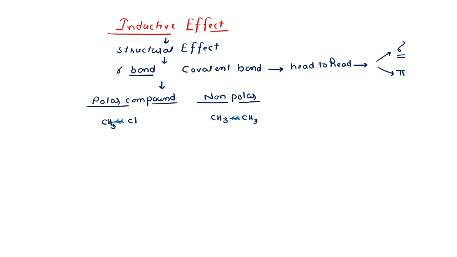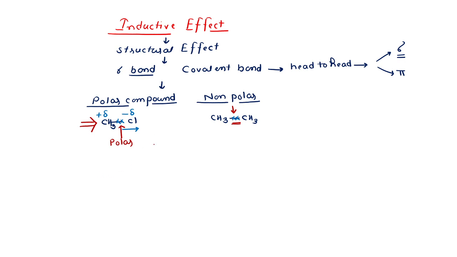What is going to happen? Cl is more electronegative. That's why Cl will pull electron density towards itself. So Cl will get a delta negative and this will get a delta positive. So there is a formation of charges within a molecule. That's why this is a polar molecule, and this bond is a polar bond. Here, the electron pair remains in the center. That's why this is non-polar.